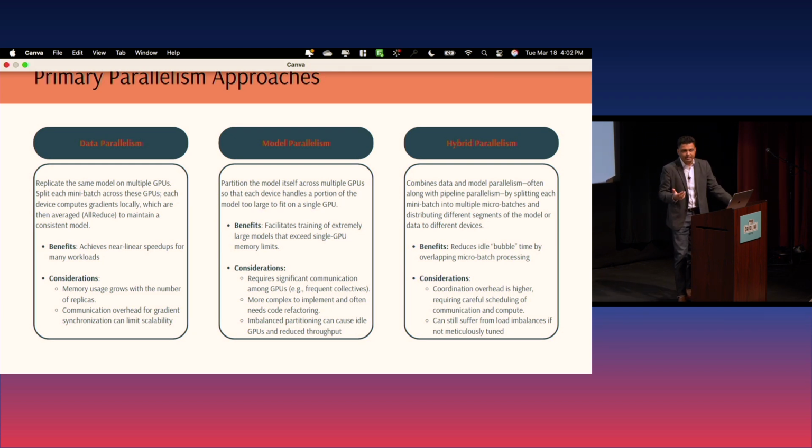And then you have hybrid parallelism, which is the best of both worlds. Not only are you splitting your data across different GPUs, but you're also splitting your model across different GPUs. The overall benefit is that you can use certain batching strategies to reduce your bubble time, while still being able to train a large model across different GPUs.